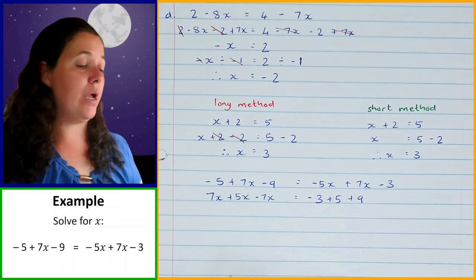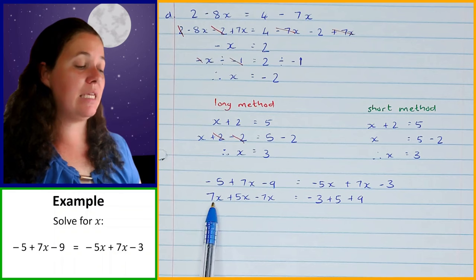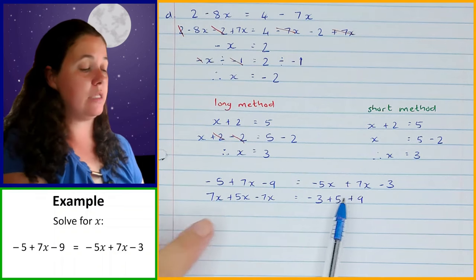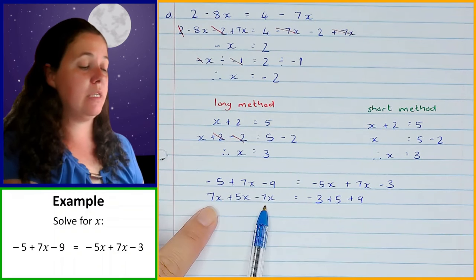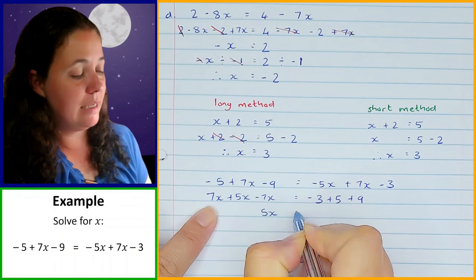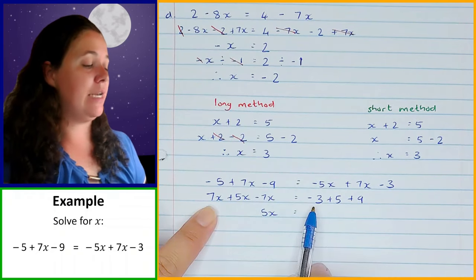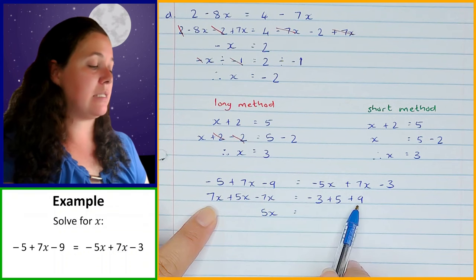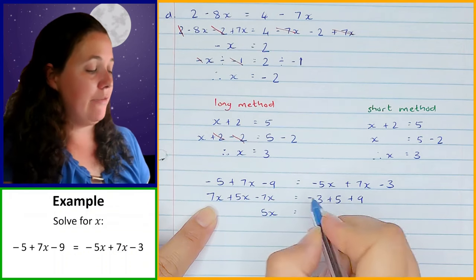And now I can go and I can simplify. And I can say 7x minus 7x, well, those cancel because they are the same as each other, just opposite. And I've got 5x over here. So that gives me 5x on the left-hand side. And on the right-hand side, I've got negative 3 plus 5 plus 9. That gives me 11.